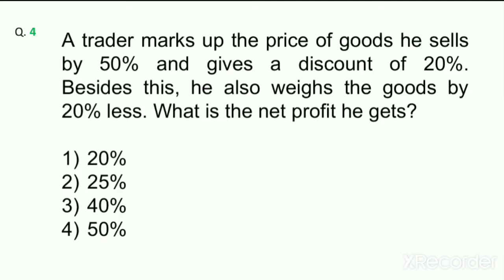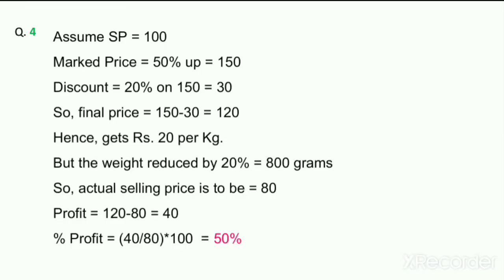And next question: a trader marks up the price of goods he sells by 50% and gives a discount of 20%. Besides this, he also weighs the goods 20% less. What is the net profit he gets? So assume the price is 100, then marked price 50% up means 150, discount 20% on the 150 means 30 rupees. So final price 150 minus 30, 120. Hence he gets 120 rupees per kg.